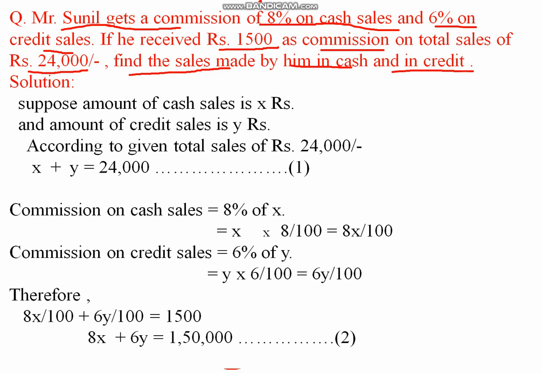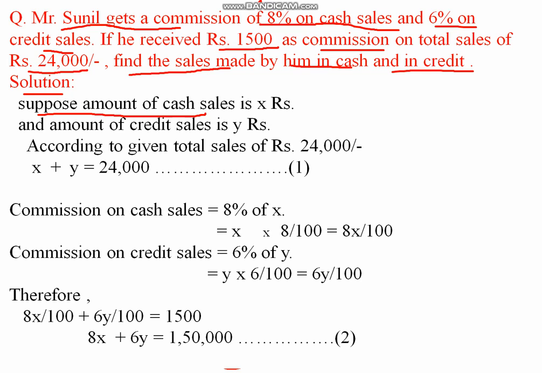See the given things: commission rate on cash sale is 8%, commission rate on credit sale is 6%, total commission received is 1500 rupees, and total sale is 24,000. These are the four things given, and our question is to find out the sales made by him in cash and in credit. So see the solution. We have to find the amount of cash sale and the amount of credit sale.